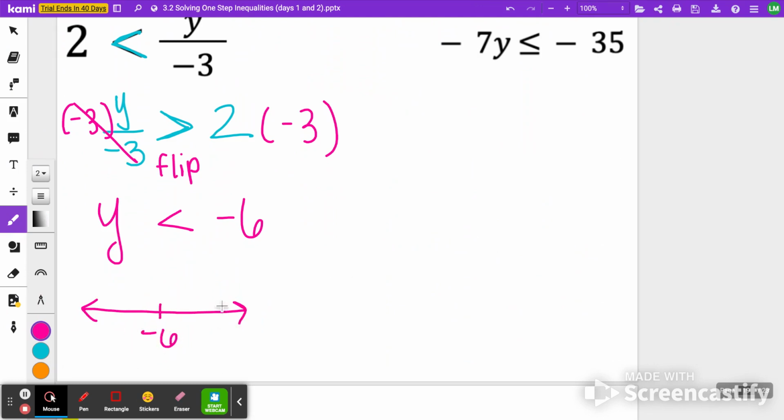Now when I graph it, negative 6 is here in the middle, 0, and then negative 12. We should have an open circle pointing left.